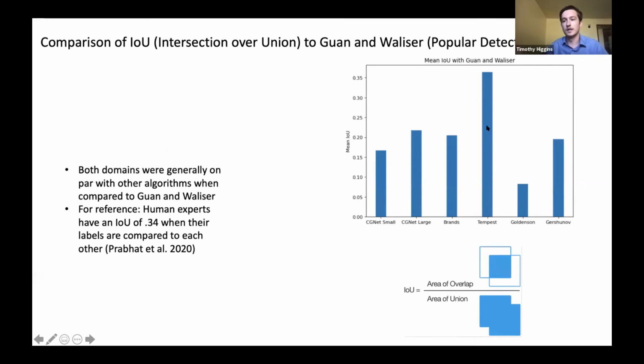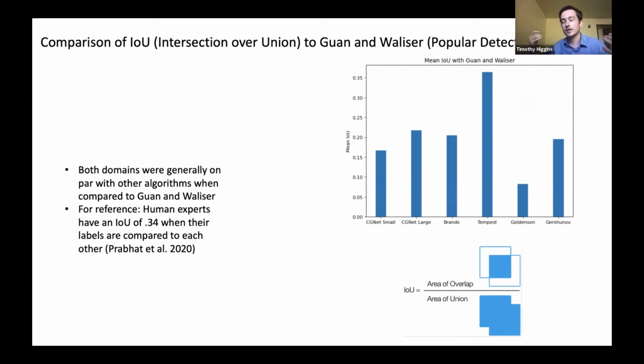So then after that, I looked at a different metric. I looked at mean intersection over union, which is the area that 2 results overlap with ARs divided by the sum of the area where they overlap plus the area where ARs are detected and do not overlap. For reference here, when 2 expert labelers' labels were compared to each other, they had a mean IOU of about 0.34. So very uncommon to have an IOU of more than about 0.3.